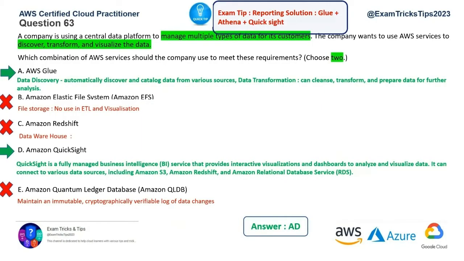In terms of exam tip, wherever you need a reporting solution and you have to do data discovery, go for Glue, Athena as your query service, and QuickSight as your data reporting solution, a BI solution. In this particular question, we don't have Athena because we don't have any query requirement, but you will find this trio being the solution in many cases for the Solutions Architect as well as the Data Analytics Specialty exam.